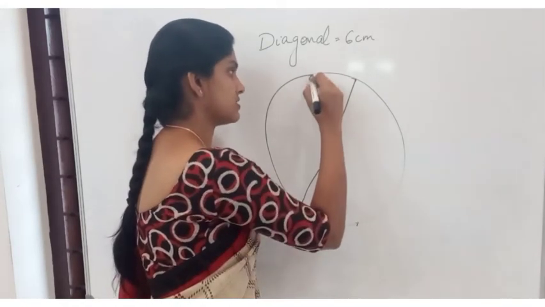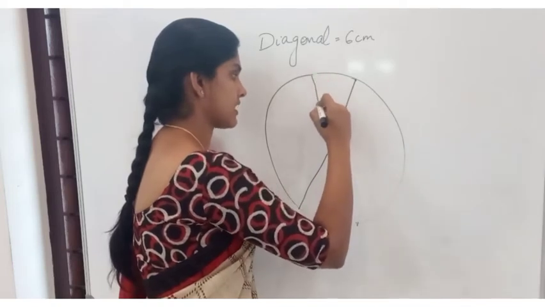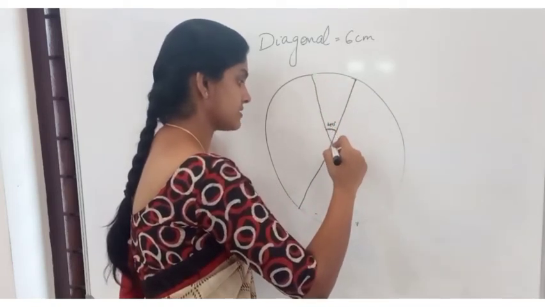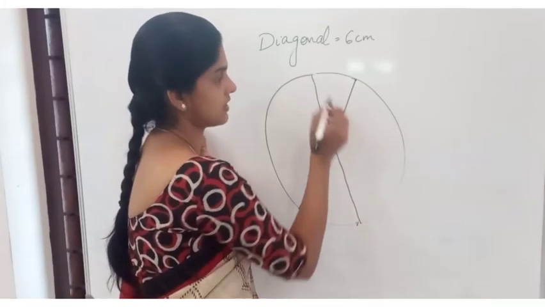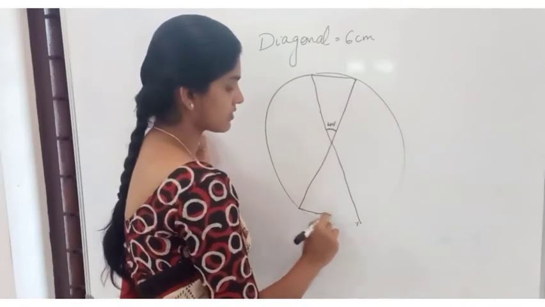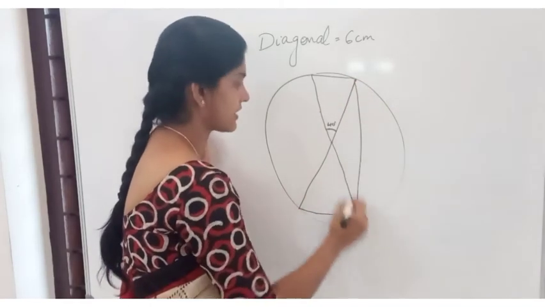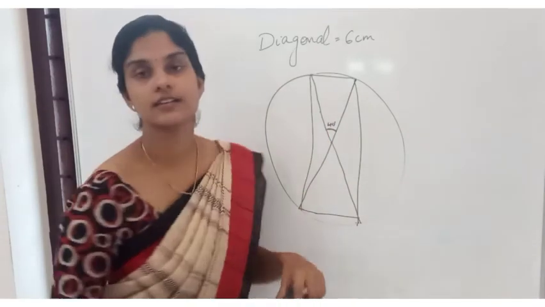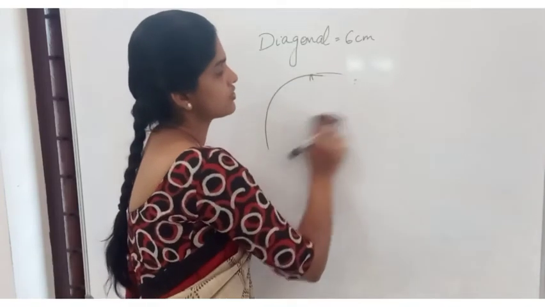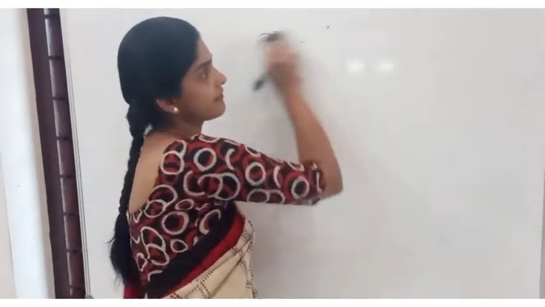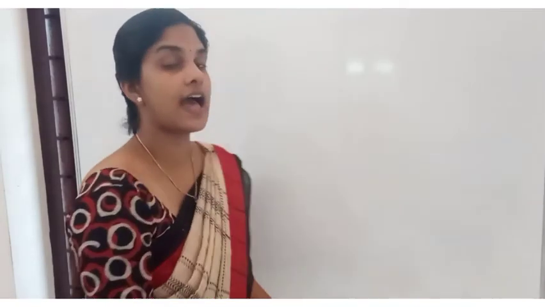If this is 40 degrees, we shall draw a straight line that passes through the 40 degrees, passes through the midpoint of the first diagonal and joins the point on the circle. Now join these points. What do we get? We get a rectangle inside the circle. This is how we shall draw a rectangle inside the circle if the measure of the diagonal is given.